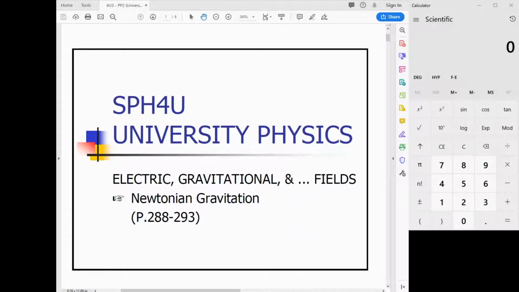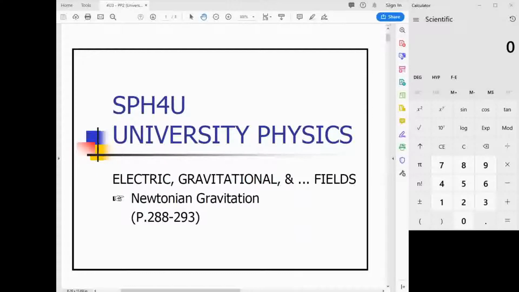So we're starting Unit 3, which is on electric, gravitational, and magnetic fields. This will be a very scratching-the-surface introduction to field theory, which you'll study a lot more in university. We will start by looking at gravitational fields, and then we will look at electric fields and then magnetic fields. This unit's kind of split into three parts.